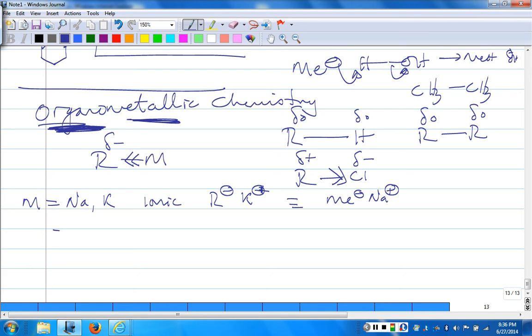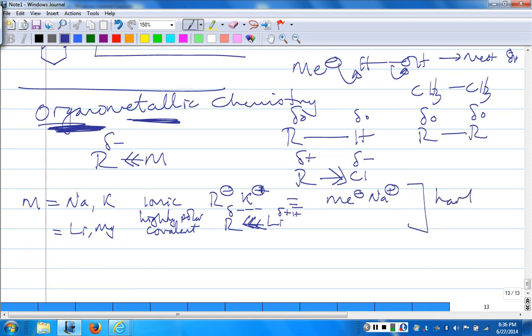When the metal is lithium or magnesium, the bond is covalent, right? We actually share it, but it's highly polar. So we have R, say lithium, and the lithium is dumping lots of electron density onto the R. So I have a delta minus, minus, minus, delta plus, plus, plus. Both of these constitute what we call hard bases, because the charge density on the R is huge. So they're hard bases.